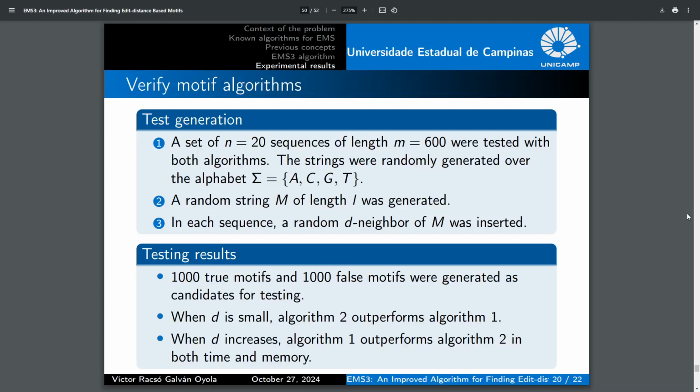When D is small, it was seen that algorithm 2 outperforms algorithm 1 in terms of time. In terms of space, it's almost the same. When D increases, algorithm 1 outperforms algorithm 2 in both time and memory. Algorithm 2 consumes too much memory. So we can just try to deduce which one to use according to the value of D.